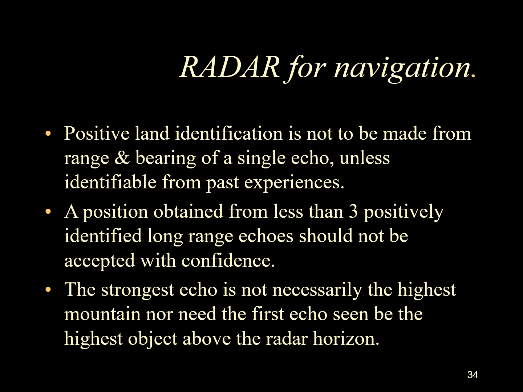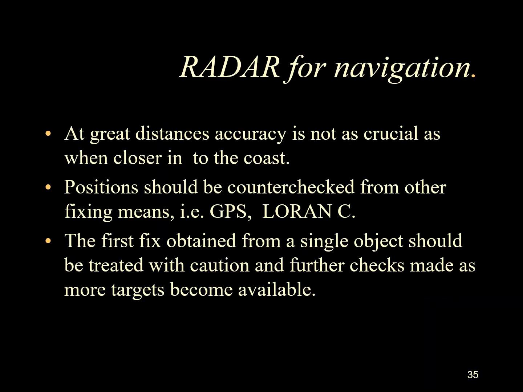Radar position fixing at long ranges. It is highly unlikely that positive land identification is made by range and bearing of a single echo unless it is recognizable from past radar experience in that locality. A position obtained from less than 3 positively identified long-range echoes should not be accepted with any confidence. These can be plotted using tracing paper as a station pointer fix. The value of previous knowledge of the appearance of echoes obtained in clear weather is invaluable. Remember that the strongest echo is not necessarily the highest mountain, nor need the first echo seen necessarily be the highest object above the radar horizon.